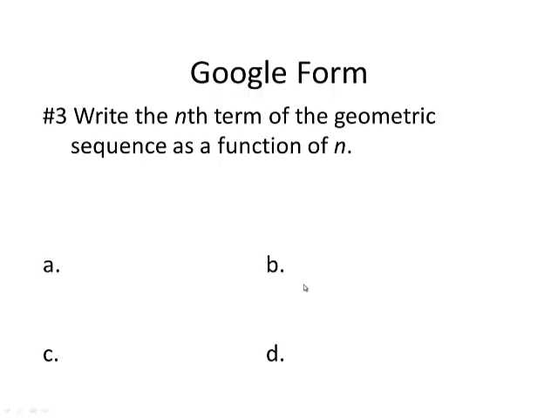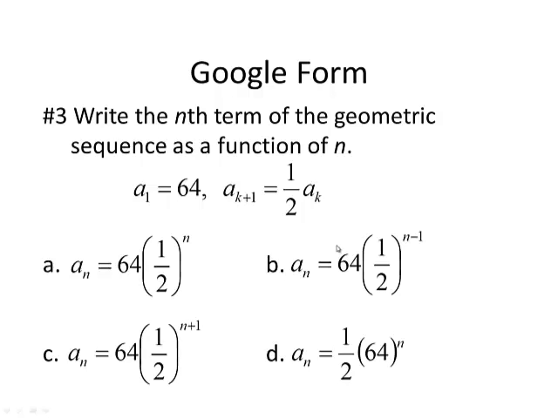Number 3, sorry about that. These are going to pop up because they're animated. Number 3, write the nth term of the geometric sequence as a function of n. So you're given the first term and a recursive rule: any term is 1/2 times the previous one. The following term is equal to 1/2 times the previous one, and your choices are these here.